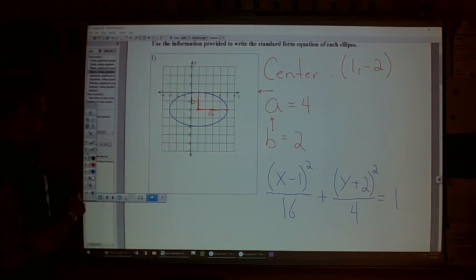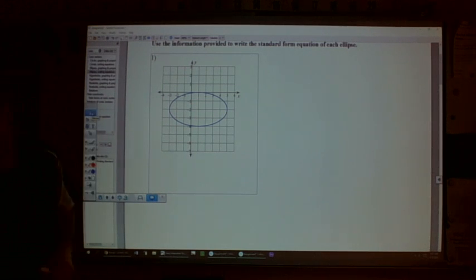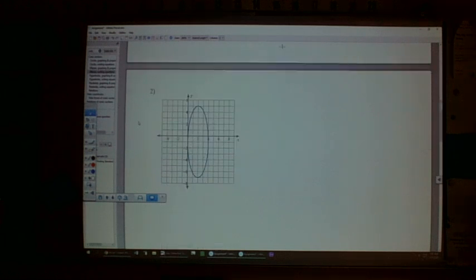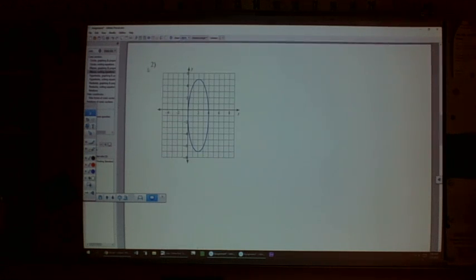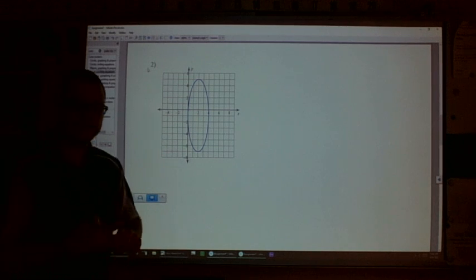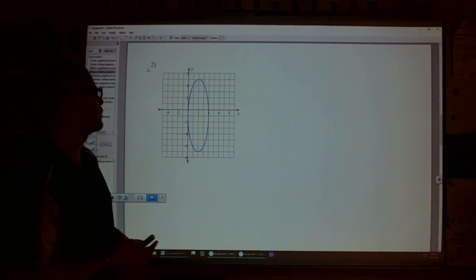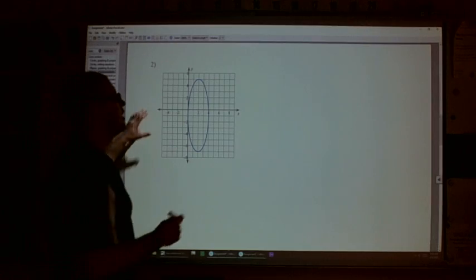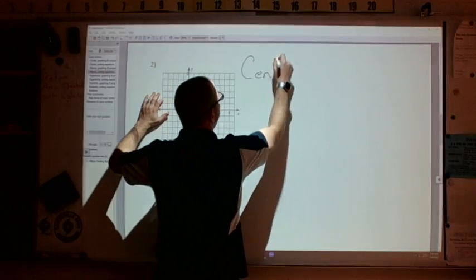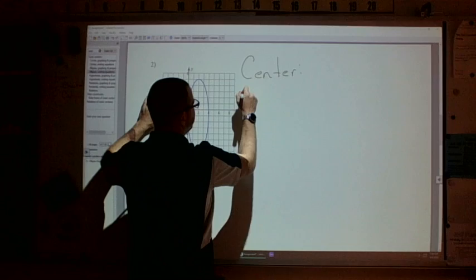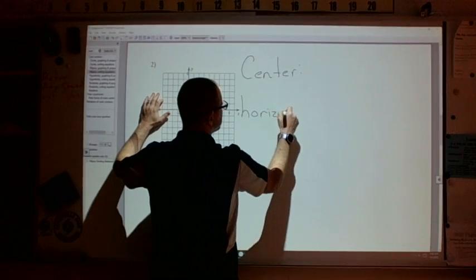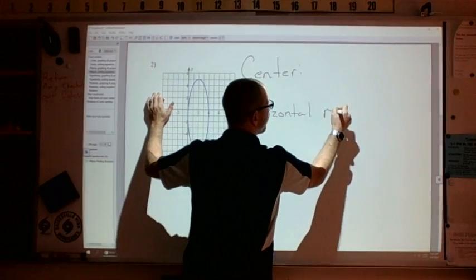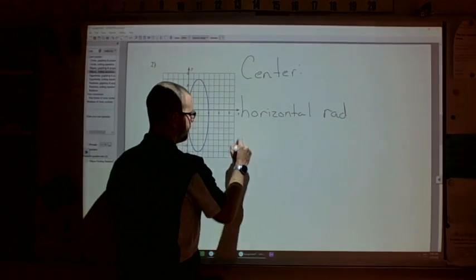Let's do another one. This ellipse. Okay. Again, we're going to find the center of the ellipse. We're going to find its horizontal radius and its vertical radius. So that's what I need. The center. I need to find the horizontal radius and the vertical radius.